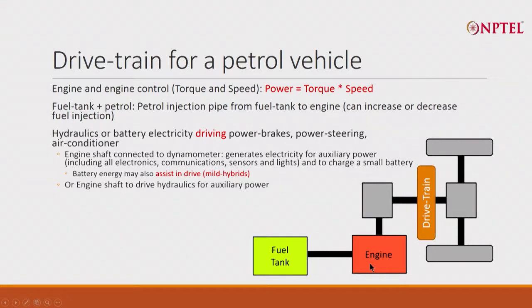Of course, the other is the engine shaft driving hydraulics for auxiliary power. So, these are all power brakes, power steering, air conditioner, and today more and more electronics, communication, sensors and lights are all auxiliary power. One point that I want to make, I think many of you already know that the electronics, communication, sensors and lights take very small amount of power, very, very small amount of power. Whereas, of course, air conditioner will take major amount of power, and similarly power brakes and power steering do take considerable amount of power. These require very little.